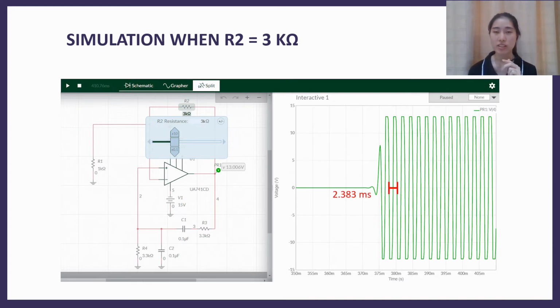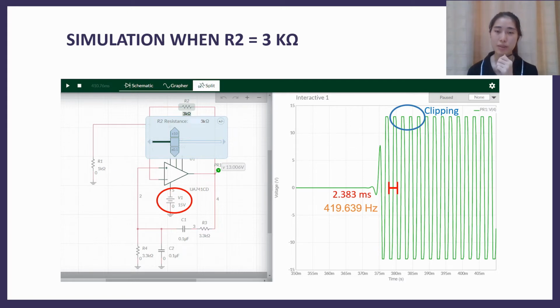When we click on the graph, we can see that the frequency calculated is 419.639 Hz. The wave is saturated at the amplitude. In the graph, we can see that. This is because the op-amp cannot produce more output than the input supply voltage, which is plus minus 15 volts. Thus, this results in a clipping waveform like this.